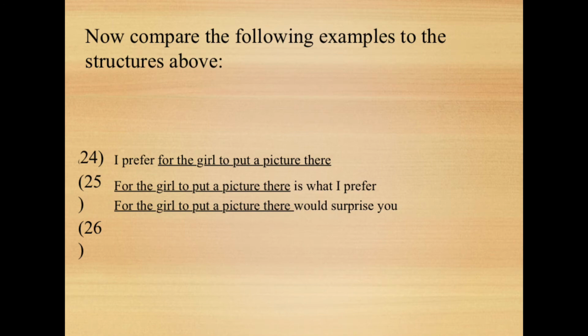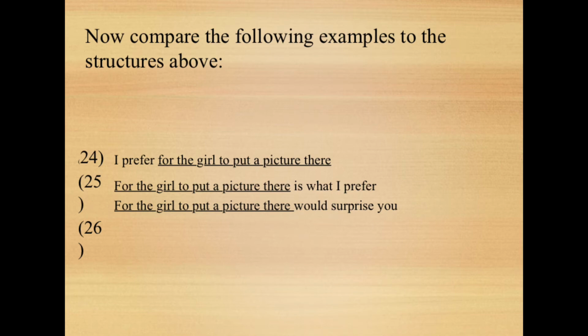Note that both the notion of a sentence and the notion of the subject are used informally until we define them later. Now, compare the following examples to the structures above. I prefer for the girl to put a picture there. For the girl to put a picture there is what I prefer. For the girl to put a picture there would surprise you. In 24, it seems that a certain kind of attitude, preference, is being described as holding between the subject and the proposition or state of affairs of the girl putting a picture there.